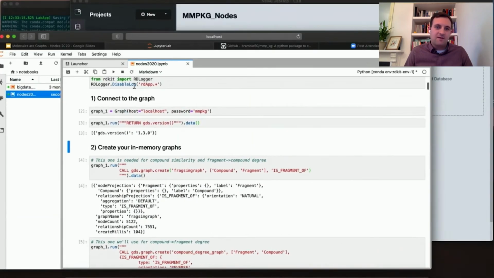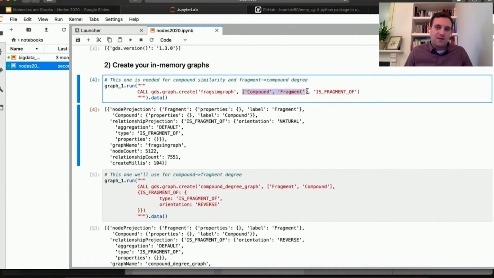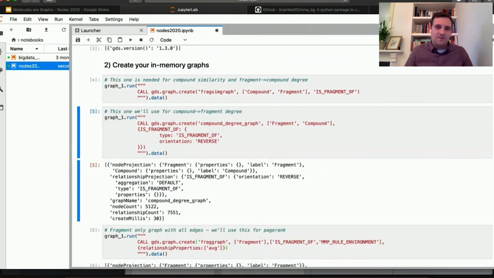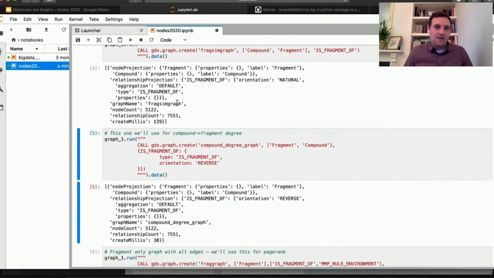And the first one, we're going to call the frag similarity graph, frag sim graph. And here we're going to pull in compound and fragment nodes, and we're going to pull in just the is fragment of edge. So this is just looking at compounds, the fragment, and their relationship about whether a fragment is a fragment of a compound. So let's make this one. There we go. And then we get some metadata out, and it shows us how many nodes and how many edges got pulled out in this subgraph. Then we'll do another one.